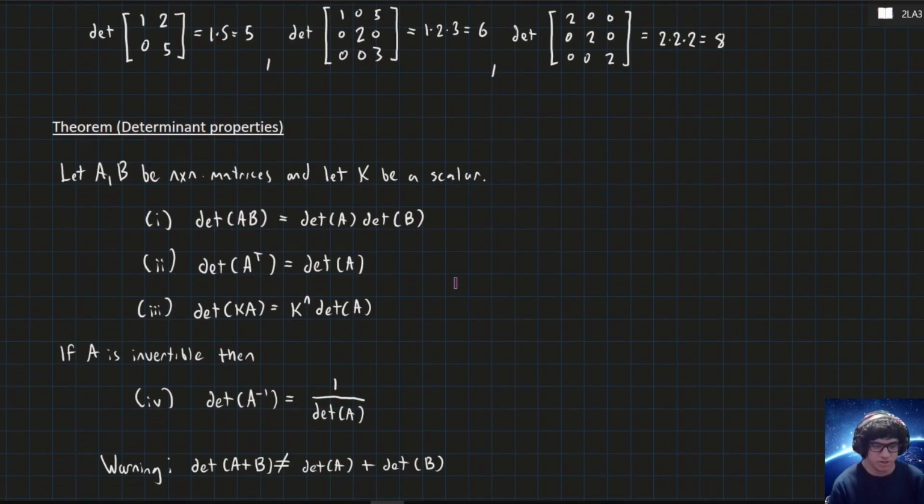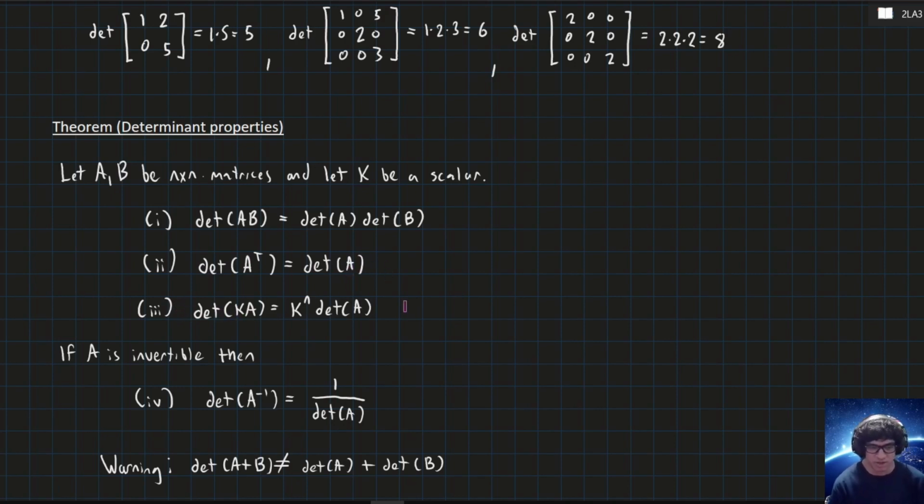Finally, we'll mention some determinant properties that are helpful to know. If we let A and B be square matrices and k be some scalar, then the determinant function has what's called a multiplicative property. If you take the determinant of A times B, it's equal to the determinant of A times the determinant of B. This is very helpful to know. Another property is that the determinant of the transpose is equal to the determinant of the original matrix.